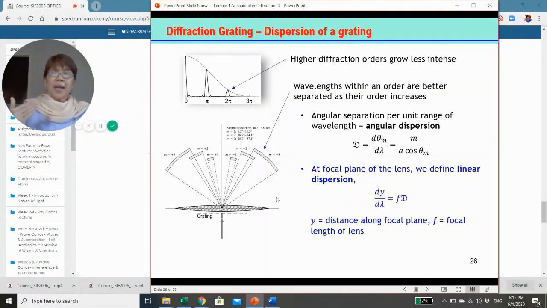Now, at the focal plane of the lens, we can define then a linear dispersion, which is simply the angular dispersion multiplied by the focal length of the lens. Okay, where y here would be the distance along the focal plane. Let's say we have a focal plane here. So then we will talk about the extent of this, the linear dispersion, so the linear expanse of that. And then we can define a plate factor, which is the reciprocal of this. So I'm just giving you terms and definitions.